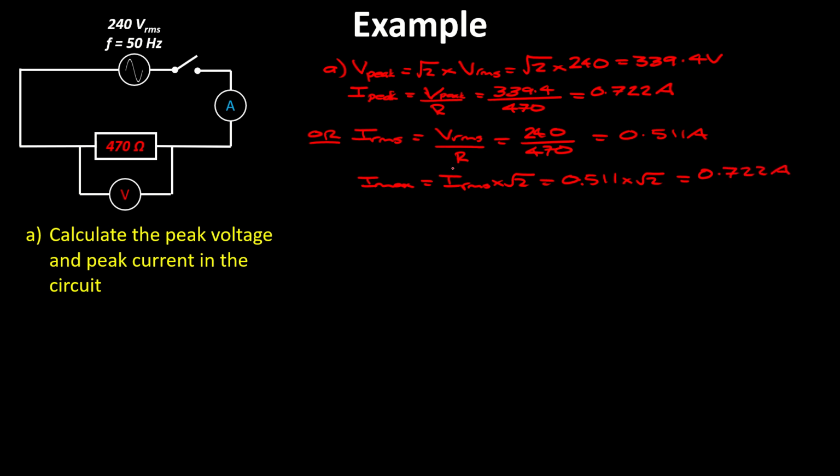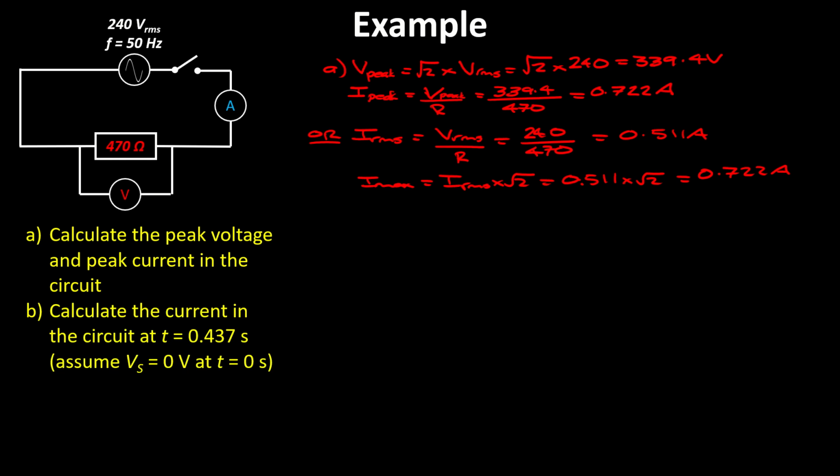In both of those cases, I've used Ohm's law and I've multiplied by the square root of 2. I've just done them in different orders. That's fine. Okay. So that's the peak voltage and peak current. So what if I wanted this one? Calculate the current in the circuit at a particular time.